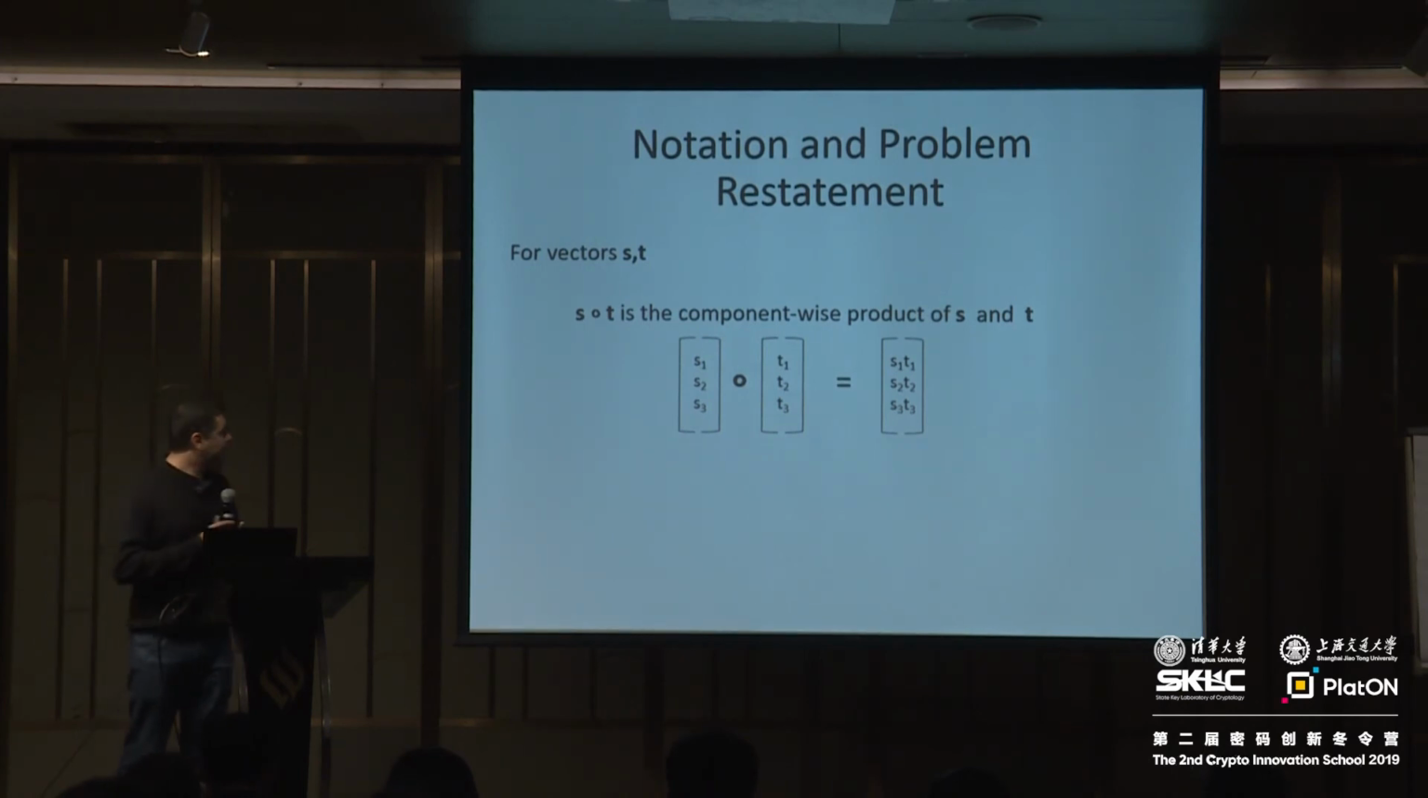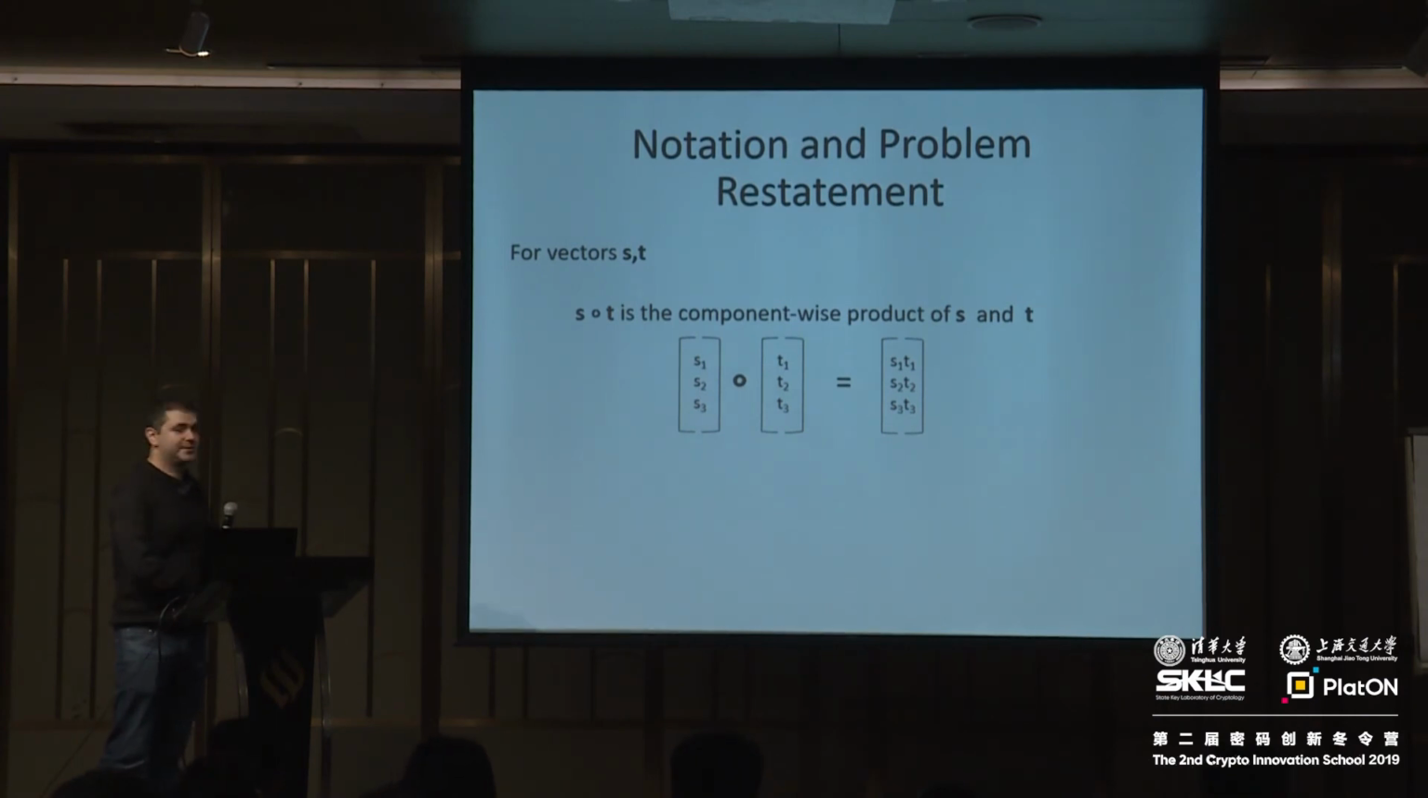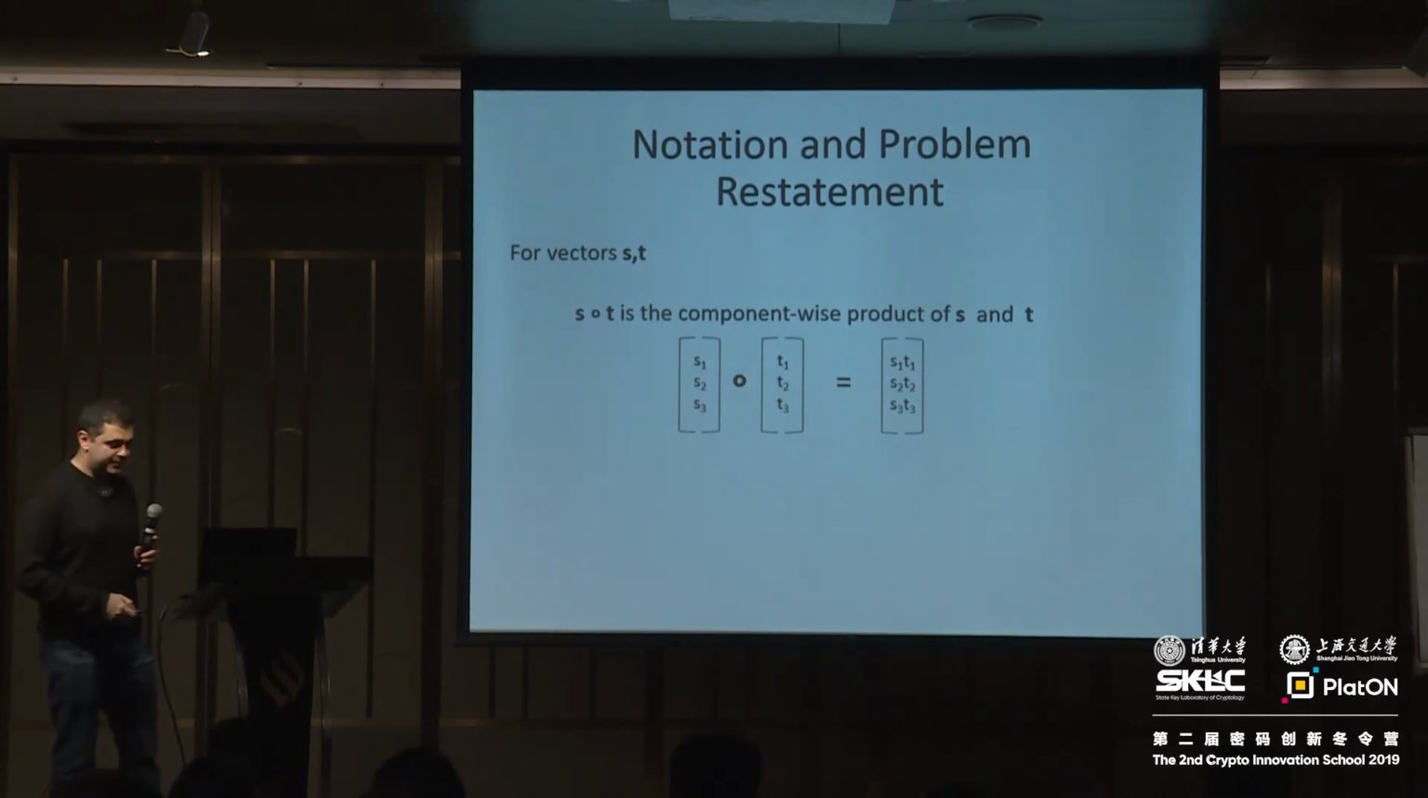So, now we're going to need some more notation. For vectors s and t, I'm going to define the component-wise product of two vectors as just the component-wise multiplication of their respective coefficients. So you have vectors s and t, and s component-wise product with t is just s1t1, s2t2. So that's just one notation.